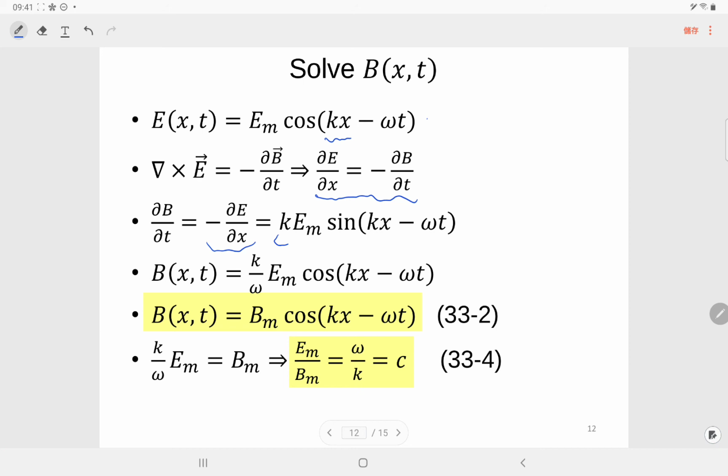And then we can just integrate both sides. So this is partial t, so we make it here. So it becomes dt, and then integration. So the left side becomes Bx of x and t.